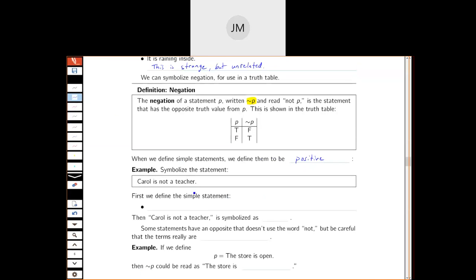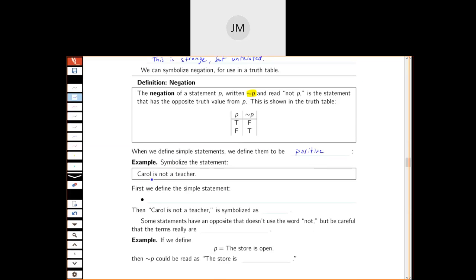Okay, so if I want to symbolize the statement, Carol is not a teacher, I don't want to make that my statement P, because that's not a positive statement. That's not saying something that Carol is, that's saying something that she is not. So what we would do is we would first define the simple statement P, that Carol is a teacher. Then the statement Carol is not a teacher is symbolized as not P.